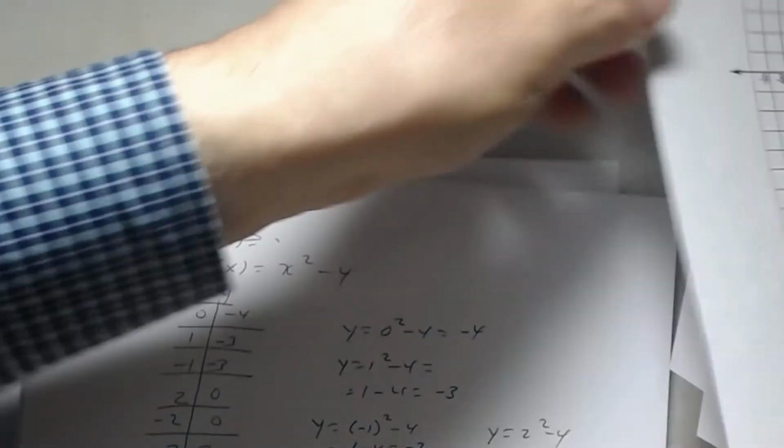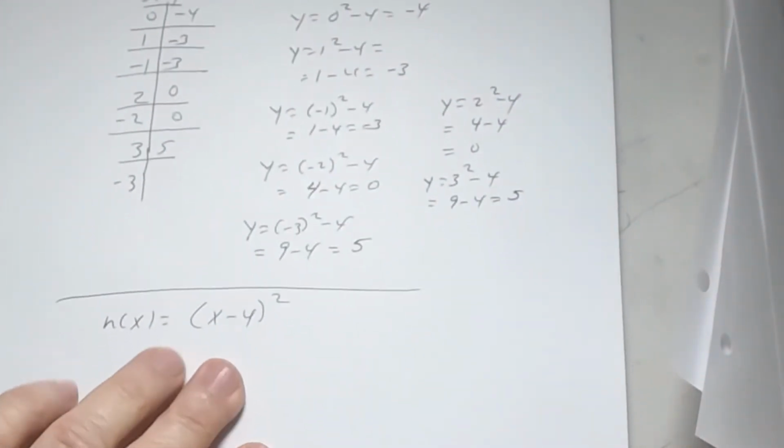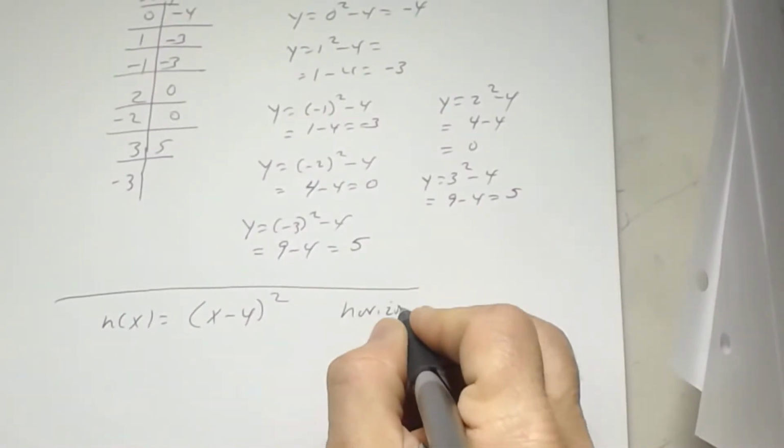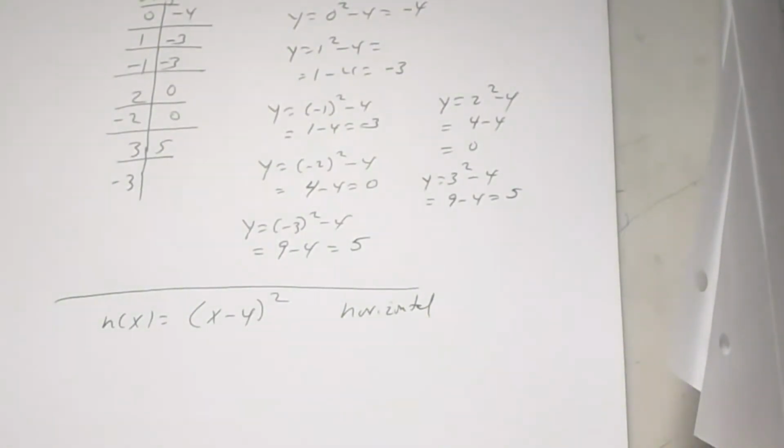All right. So what I need you to recognize is that the subtract 4, if you read it like that, subtract 4 is on the inside. So it's what kind of shift? Horizontal. All right. So horizontal. All right. So here's what we're going to do.